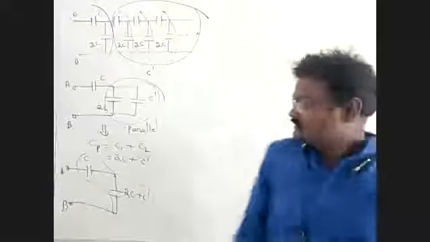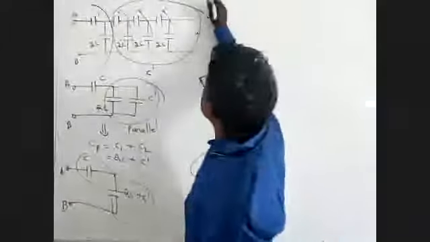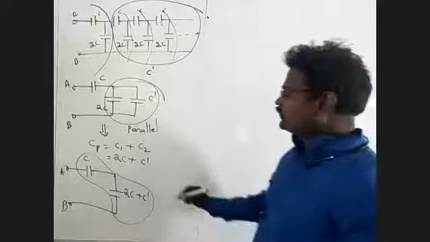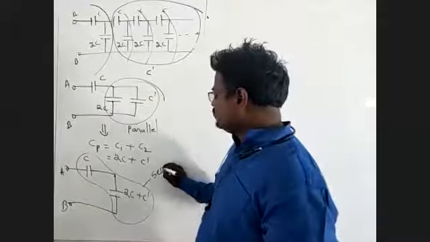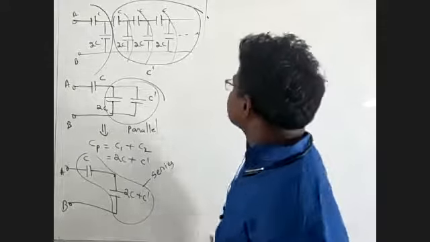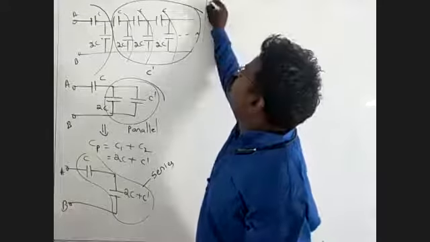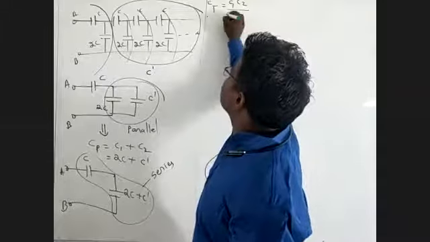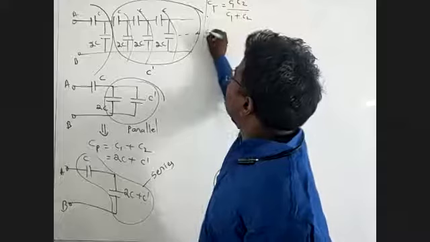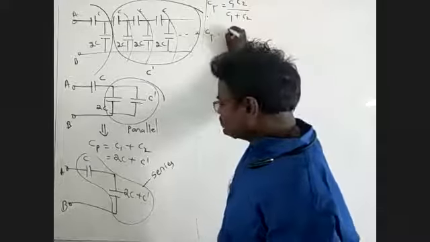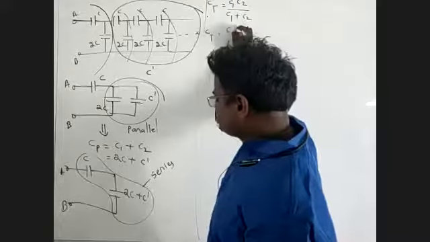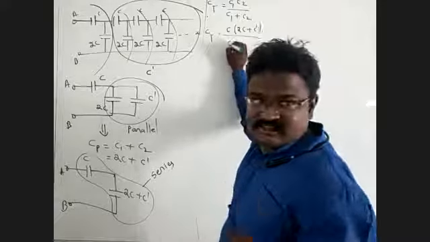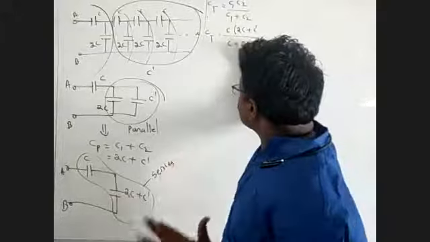Now we are going to draw what we have to do. Both are in series connection. What is the series connection formula? For two capacitors, C dash is equal to C1 into C2 by C1 plus C2. What is C1? C, and C2 is 2C plus C dash. So it is C into 2C plus C dash, by C plus 2C plus C dash.